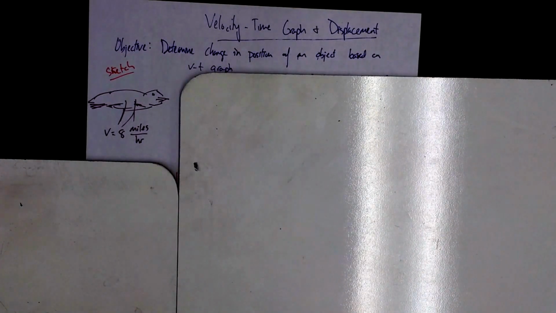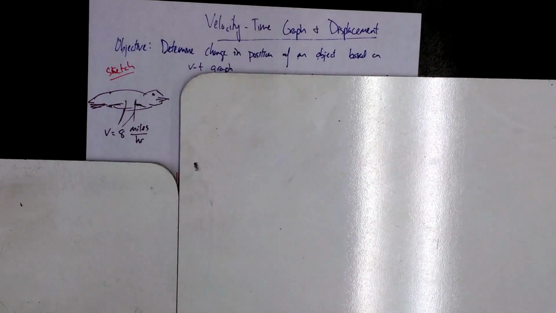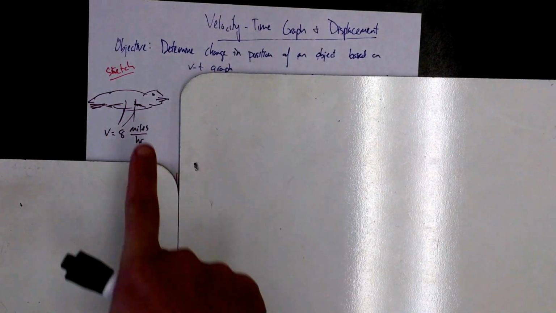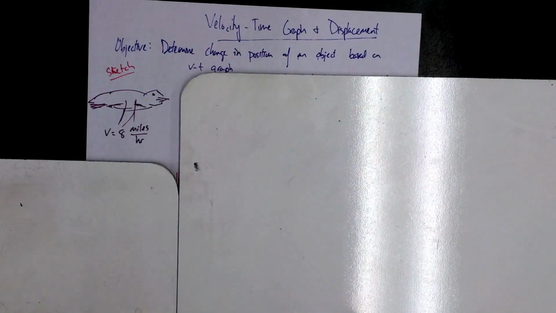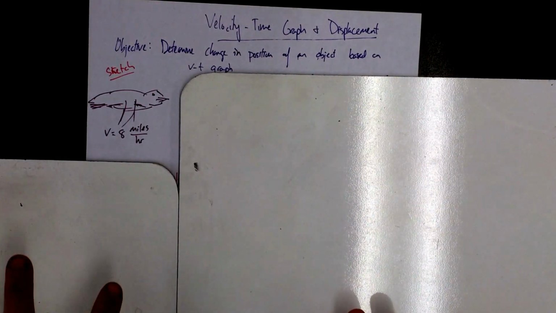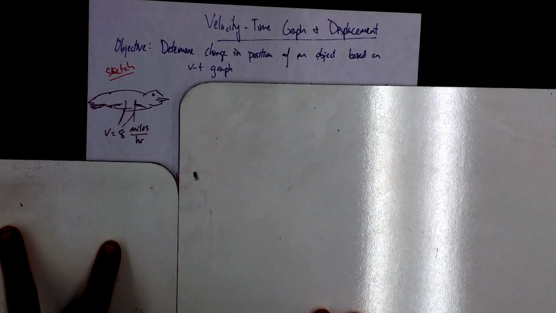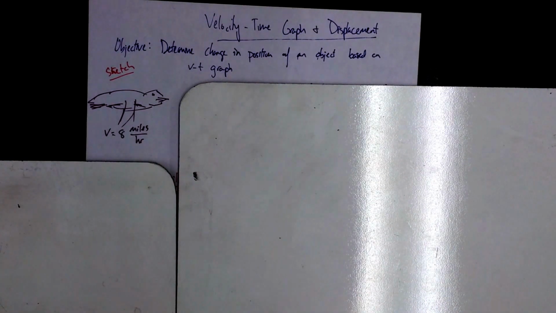We're going to look at velocity time graphs today and figuring out an object's displacement given some select amount of time. So our objective will be determine the change in position of an object based on the VT graph, the velocity time graph. This is standard 4 in the constant velocity unit.